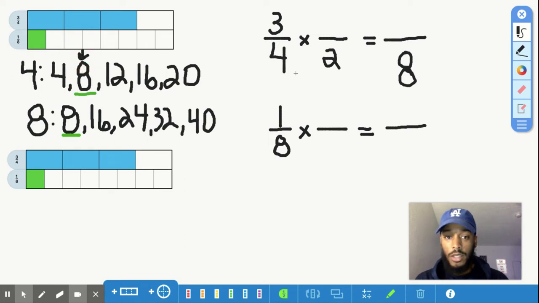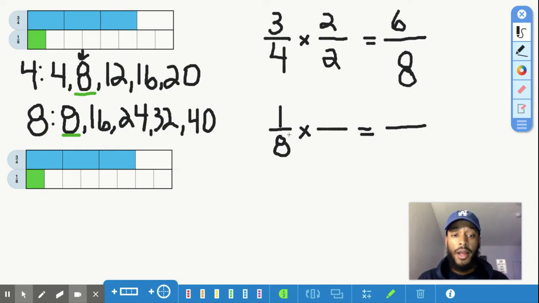You take a look. So back to my fraction, when I'm creating equivalent fractions, whatever I do to the bottom, I have to do to the top. So 3 times 2, multiplying across, gives me 6. Okay. So 6/8 is equivalent to 3/4. Take a look at that.